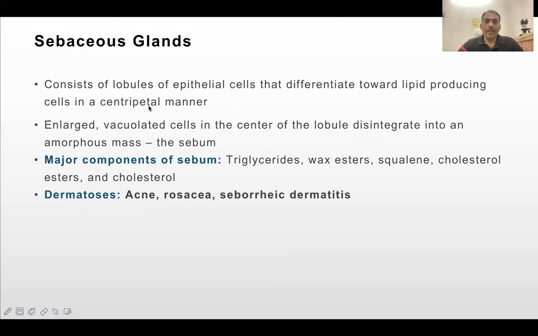So the sebaceous gland consists of lobules of epithelial cells that differentiate toward lipid-producing cells. Enlarged vacuolated cells are present at the center of the lobule, and these disintegrate into an amorphous mass which forms the sebum. The sebum mainly consists of triglycerides, wax esters, squalene, cholesterol esters, and cholesterol. Various dermatoses associated with dysfunction of the sebaceous glands include acne, rosacea, and seborrheic dermatitis.